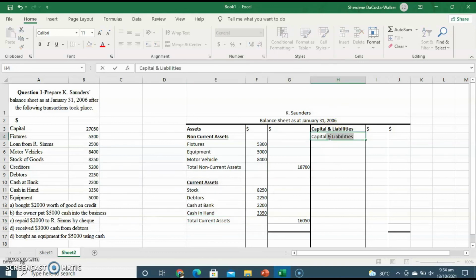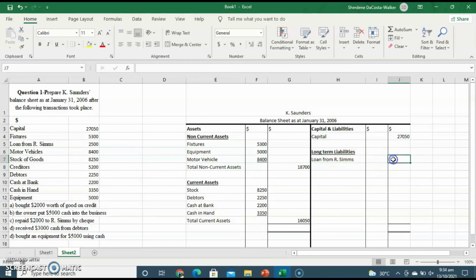Then we have capital. Capital is 27,050. Sorry about that. Last column. Then we have our long-term liabilities. And that is our loan from RSIMS. Put the amount. That changed as well because we paid back. Then we have our current liabilities. And there was only one, and that's the creditor. So we're going to write it in the last column, and that is 5,200.